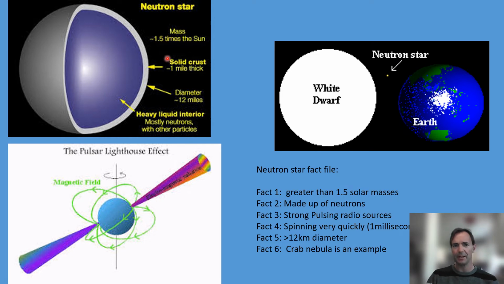We know its mass. We know it's probably got solid crust. There's something heavy liquid, mostly neutrons, with other particles. There's a lot of research on this, but let's face it, you can't slice a neutron star in half or do any sort of seismic tests on it. So basically, it's like a nucleus. It's extremely dense.